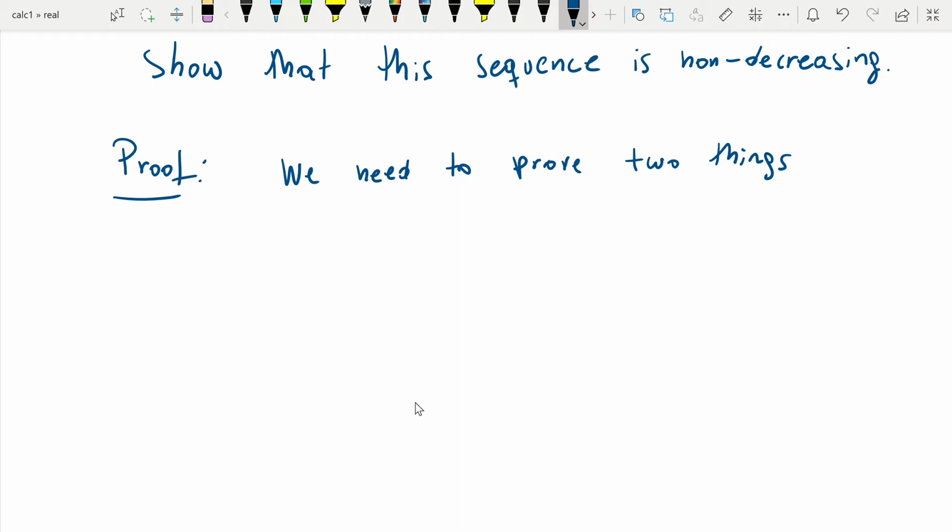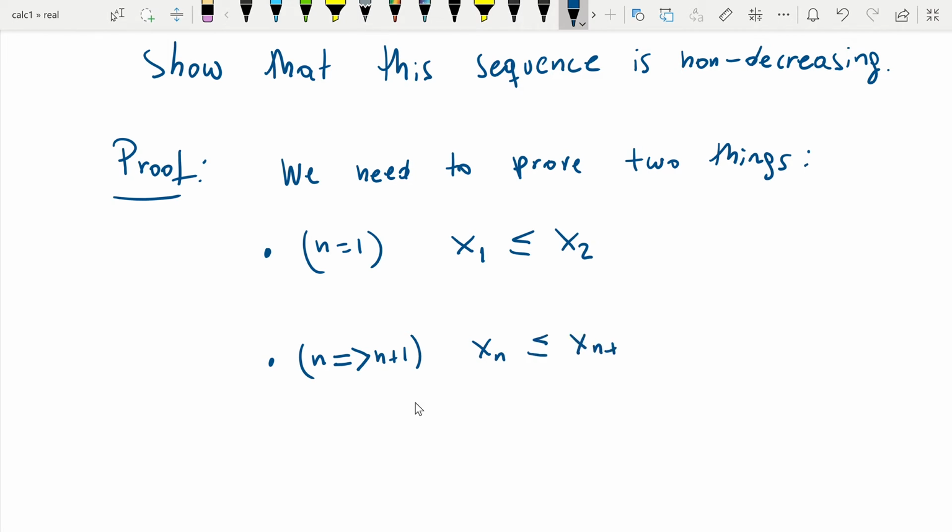We need to prove that the sequence is non-decreasing in the case when n is equal to 1. So that is x1 is less than or equal to x2. And then the case n implies the case n plus 1, or xn is less than or equal to xn plus 1.